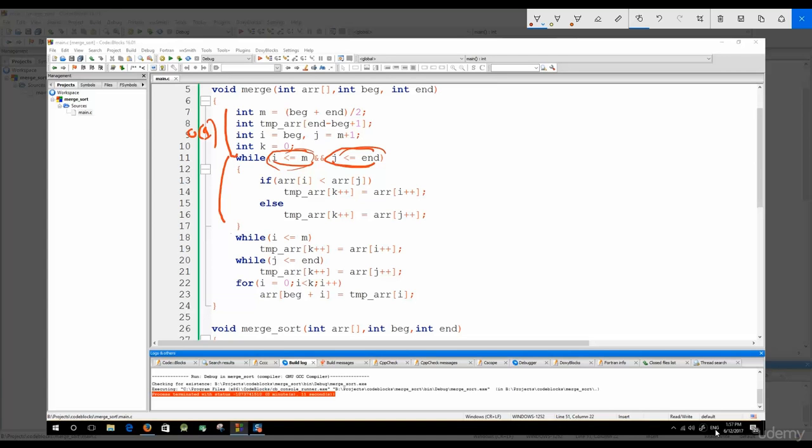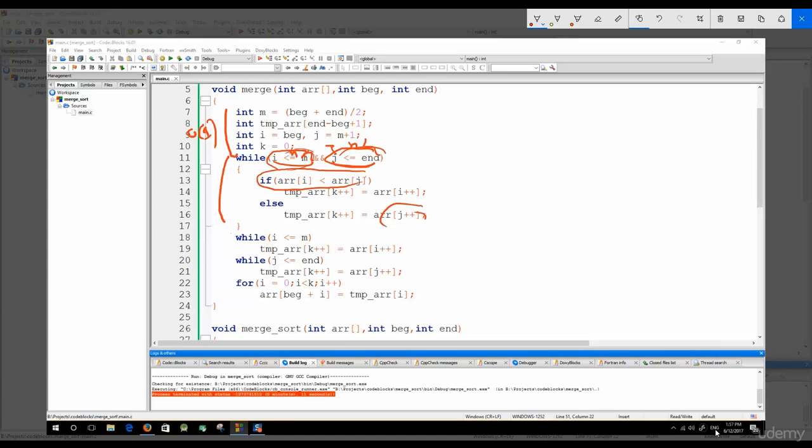And overall, as you can see, when i gets incremented, j is not incremented. When j is incremented, then i is not incremented. So basically, this is n divided by 2, this is n divided by 2, so the sum of them is n, okay? Because let's look at it in a different way.